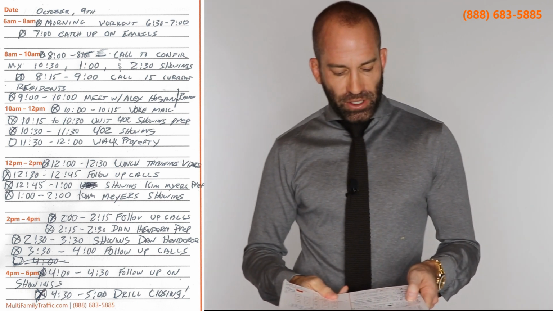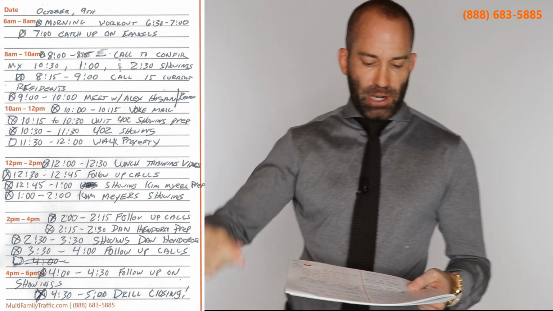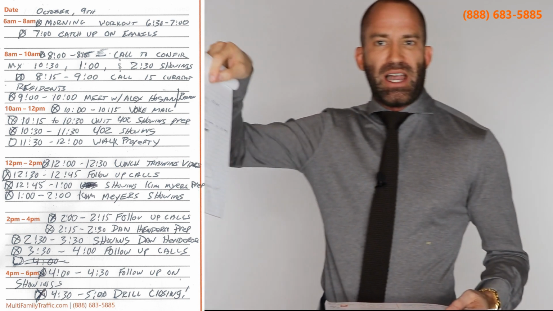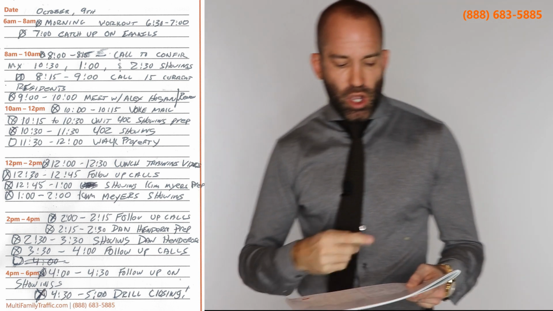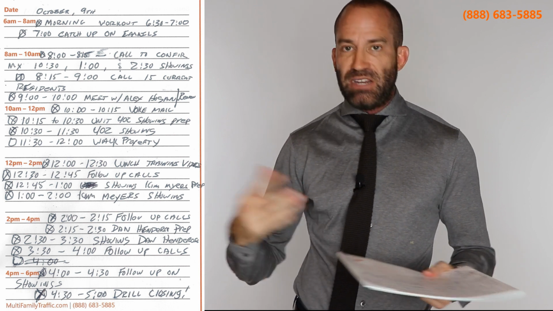Love that. 12:30 to 1, showing with Kim Myers prep. So I love that on this one they wrote the prospect's name down. So they probably went to their Kim Myers notes, got prepared for that. 1 to 2, they showed Kim the unit. That's great. 2 to 2:15, more follow-up calls.